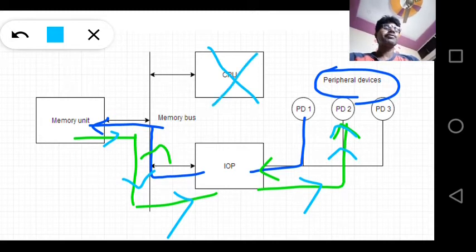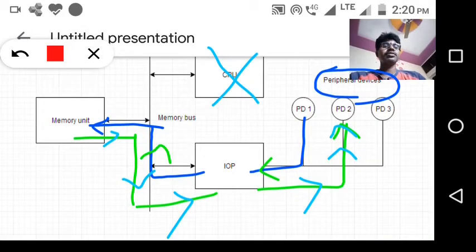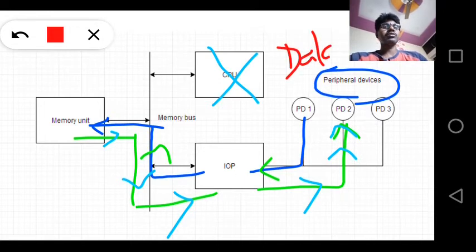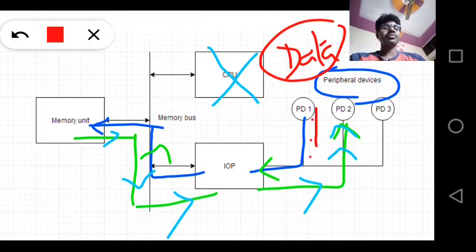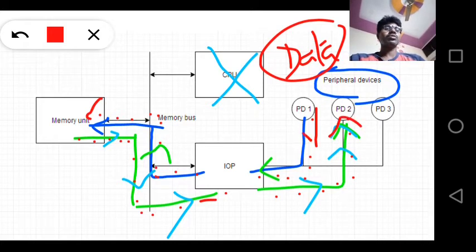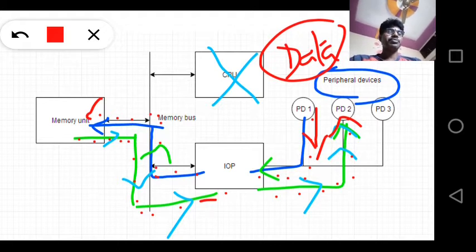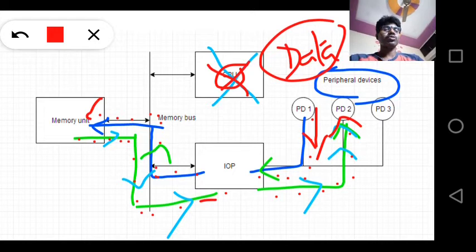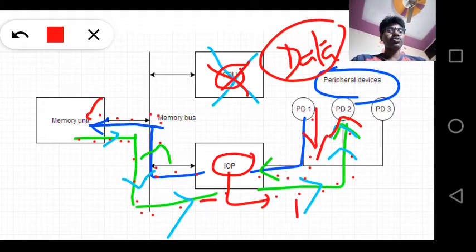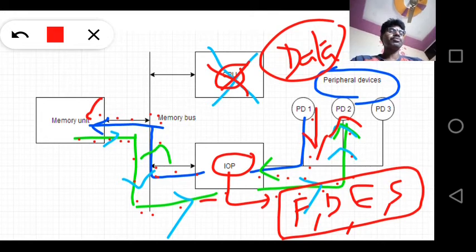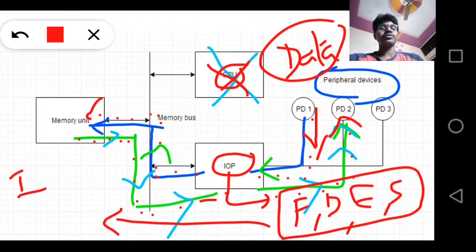So without involvement of the processor, the data can be transferred independently to memory or from memory to peripheral devices. Only the IO processor can do this job. So these things you should try to understand. And the IO processor can do fetch, decode, execute and store operations. These are the instruction execution cycle.